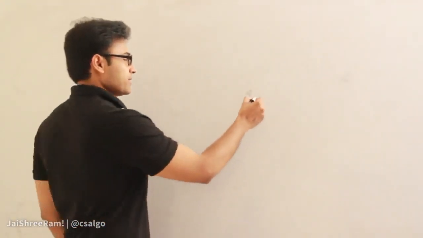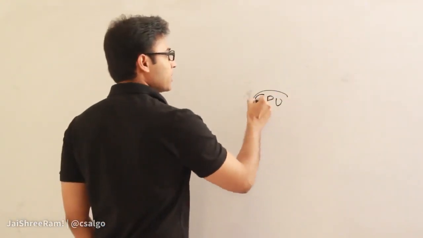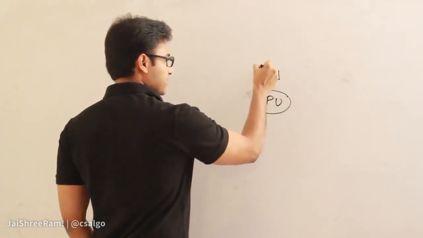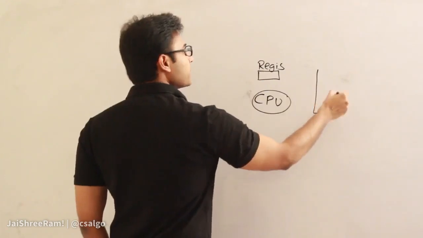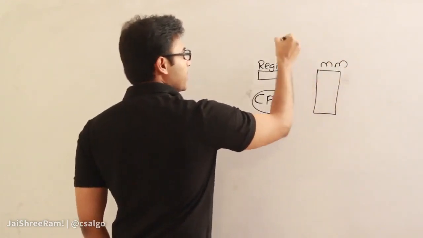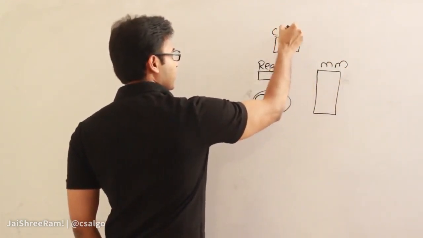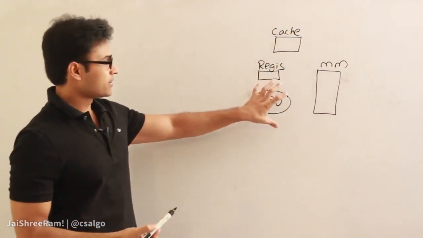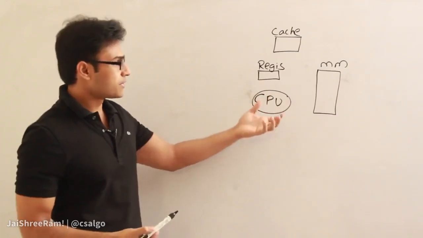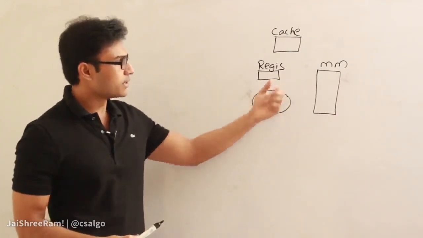The CPU can directly access registers and main memory, and maybe cache, if cache is present, right? So these are the three main important memory elements in which you can put either the data or instructions, and the CPU can access only these.